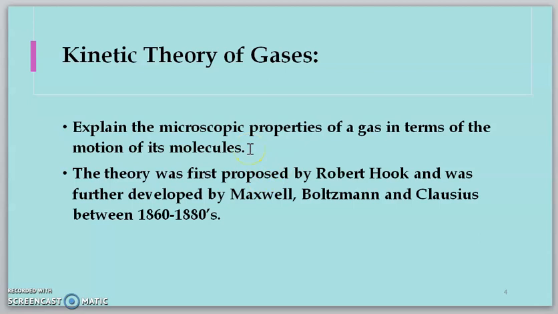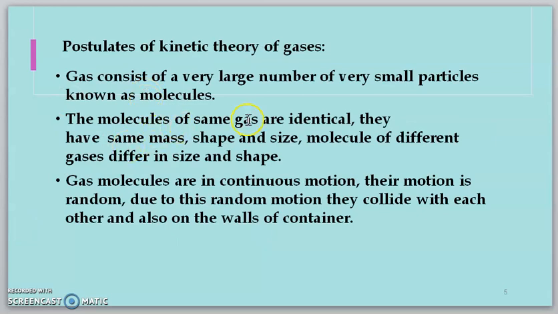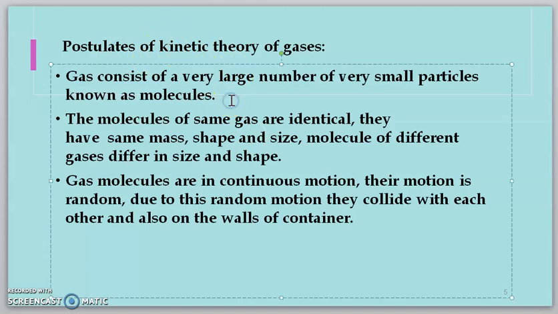The kinetic theory of gases was first proposed by Robert Hooke and was further developed by Maxwell, Boltzmann and Clausius between 1860s to 1880s. Kinetic theories are also available for solids as well as liquids, but in this chapter we are dealing with the kinetic theory of gases only. So let us study the postulates of kinetic theory of gases, or you can say the assumptions of the kinetic theory of gases. We will see one by one.